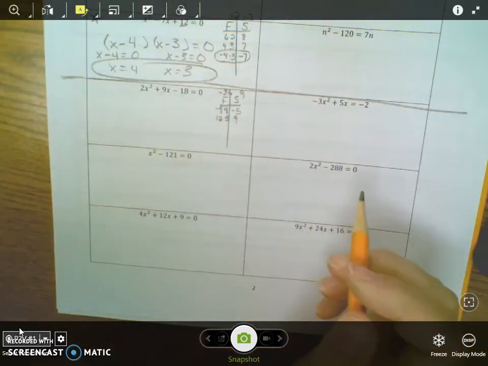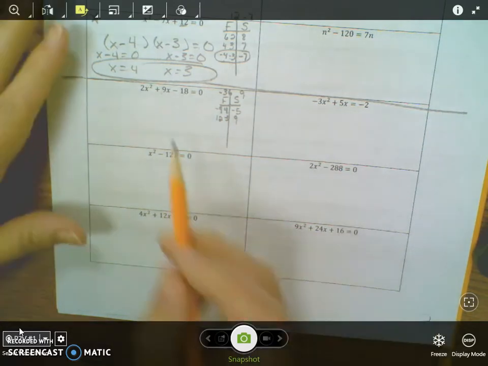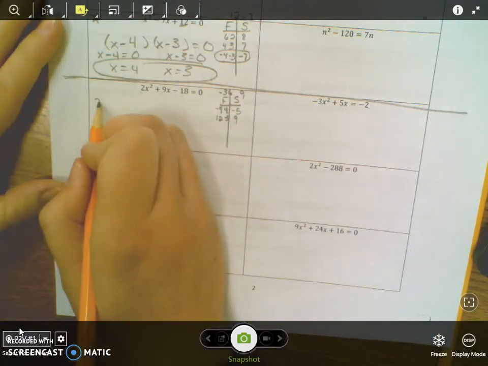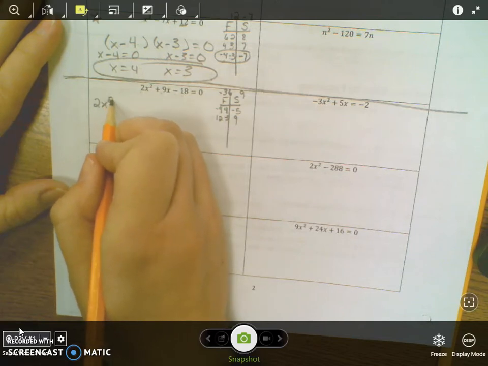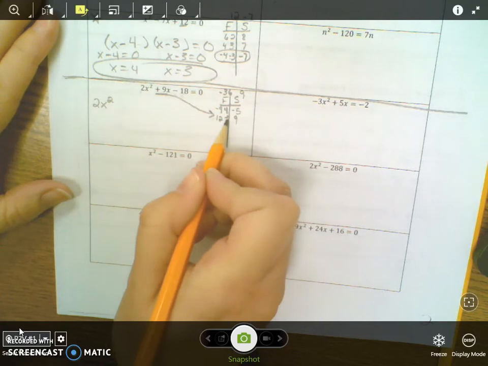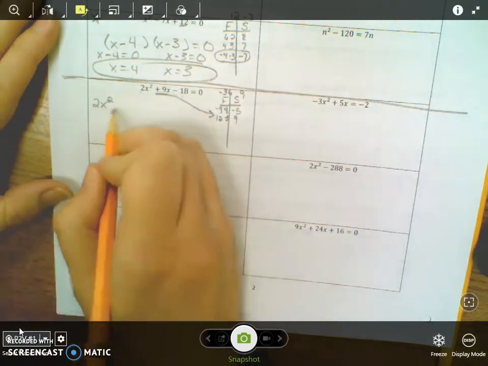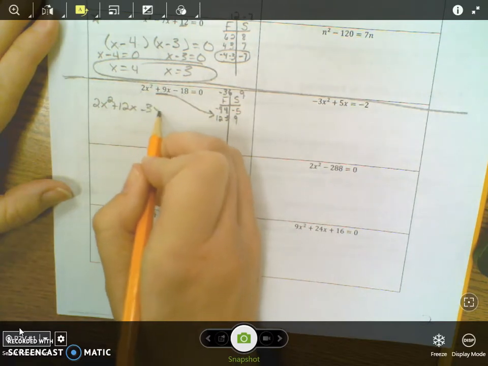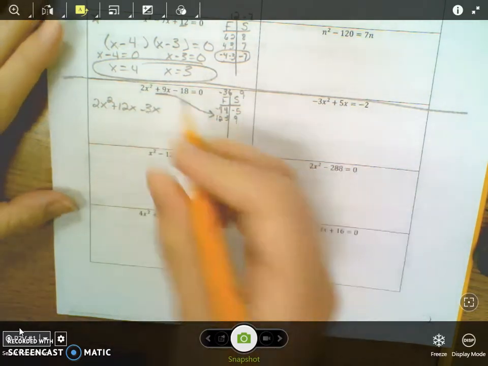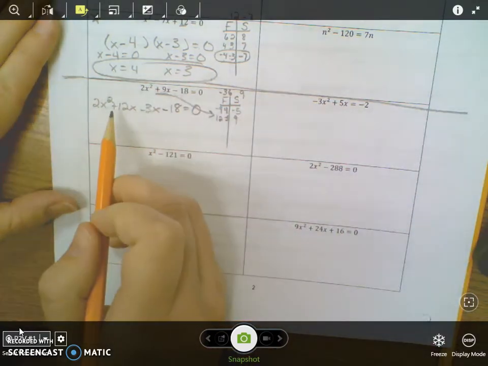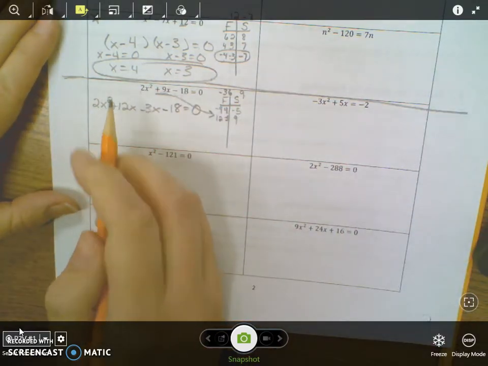Okay, so now it is a little bit different than we did before. What we're going to do is we're going to rewrite the first term, and then this term right here, we're going to rewrite as those two things. So instead of plus 9x, we're going to write plus 12x minus 3x. So it's equivalent, we're just writing it a little bit different to help ourselves out here. And then we are going to factor by grouping.